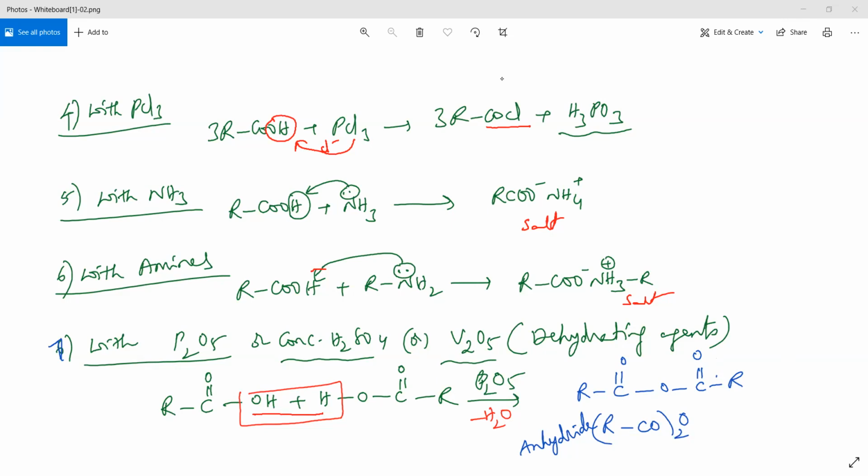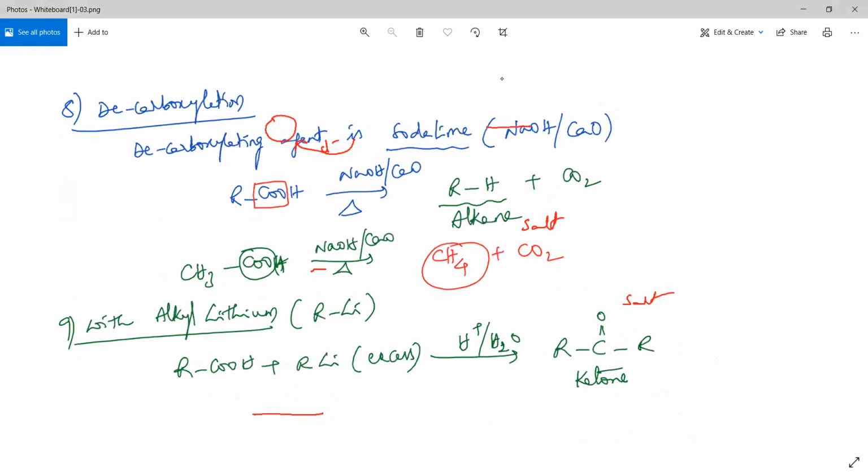And decarboxylation. Decarboxylation means removal of CO2, the COO minus group. So you remove COO minus, then R and H are remaining. You can see this R, this H. What you are getting? Alkane.